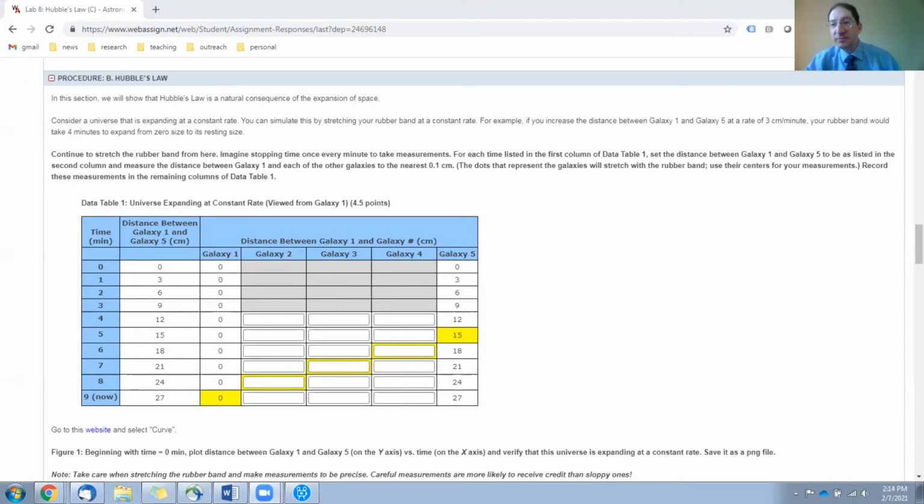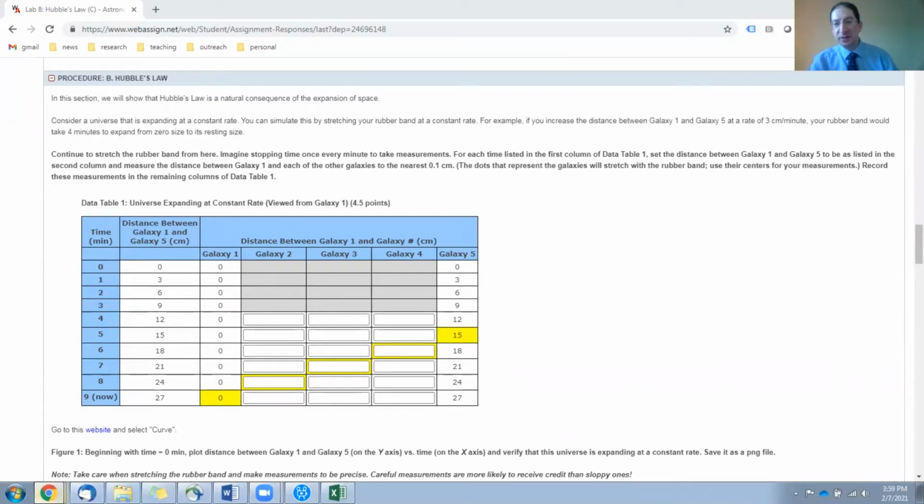And in this section, we're going to show that Hubble's law is a natural consequence of the expansion of space. And we'll spend a fair bit of time on this section in this video, so you see how it works, how you can measure Hubble's law from your rubber band universe. After which, you'll repeat this procedure 3 more times in the following sections, measuring different things and under different conditions.